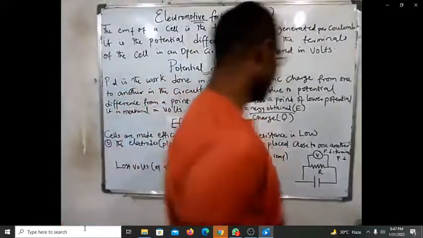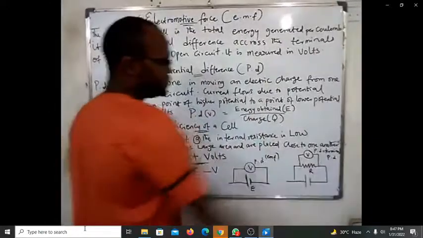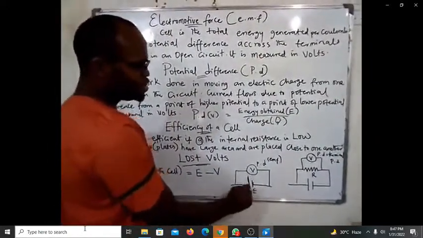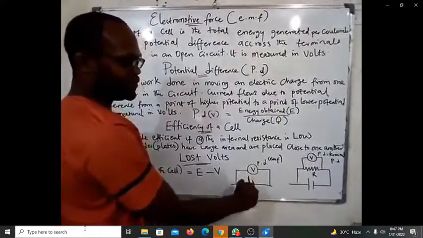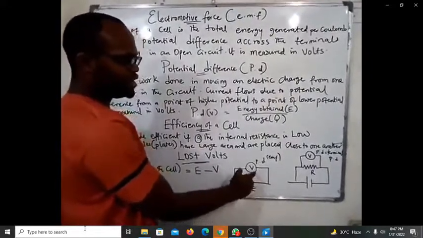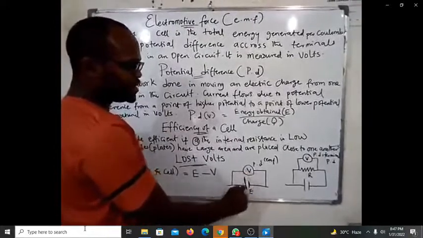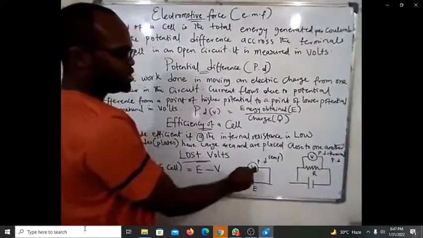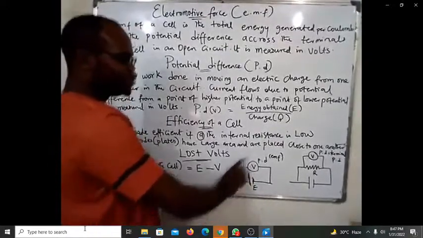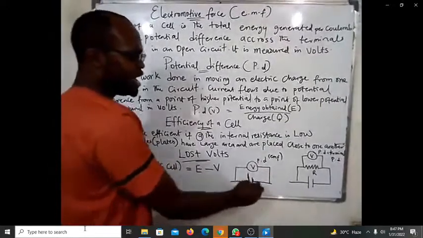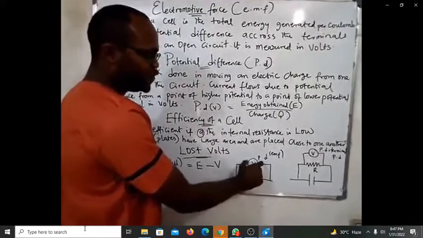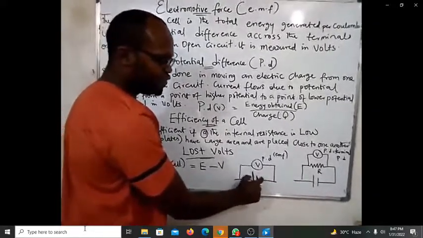What is lost volt? If you look at these two circuits, you see that this is a cell and it's not connected to any other component, it's not connected to a resistor. This is a voltmeter measuring the EMF of this cell, which is the force that enables charges to move, the potential difference across the terminals of the cell. So this voltmeter is just measuring the voltage of this cell.